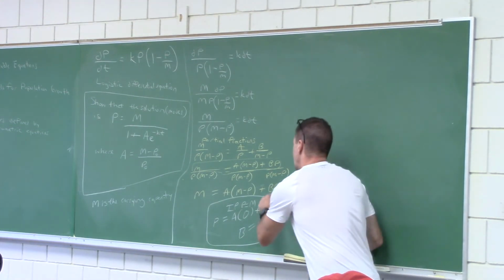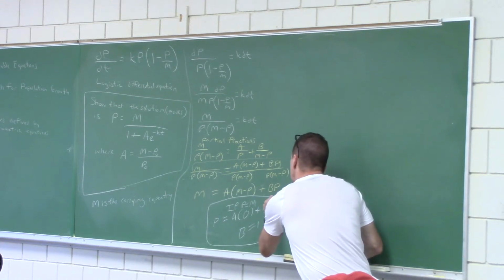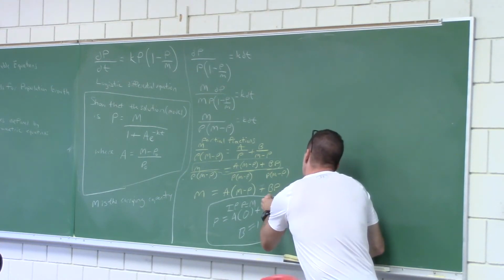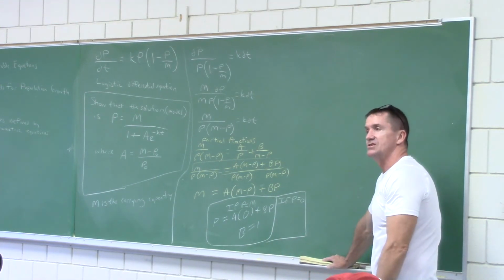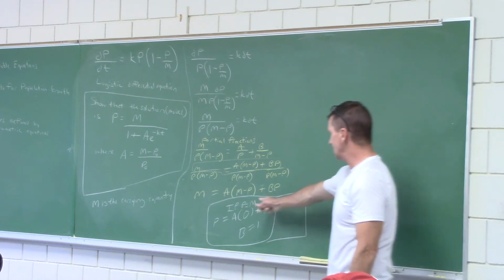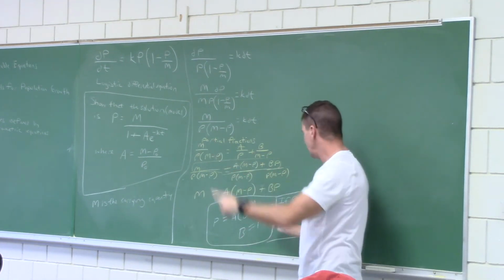Let's try that. I'm going to use this one. Everyone, here we go. What if P equals 0? What do you get? This is the hardest part of the problem, just dealing with partial fractions. I let P equal M, I got B equals 1. What if P equals 0?